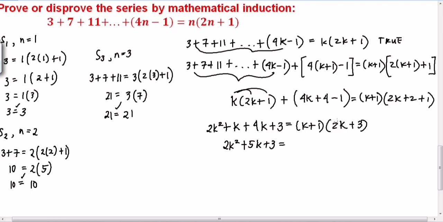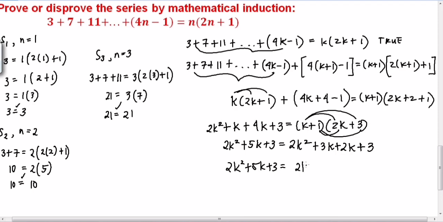Okay? Equals, so ito, i-foil na natin. K times 2k is 2k squared. K times 3 is 3k. Tapos, ito naman, 1 times 2k is 2k. And then, 1 times 3 is 3. So, combine similar terms here. Ito okay na siya. Simplified na siya. So, ito naman, 2k squared, 3k plus 2k, syempre 5k plus 3. So as you can see, equal siya. Therefore, na-prove natin itong series na ito. Okay, so that is it for mathematical induction.